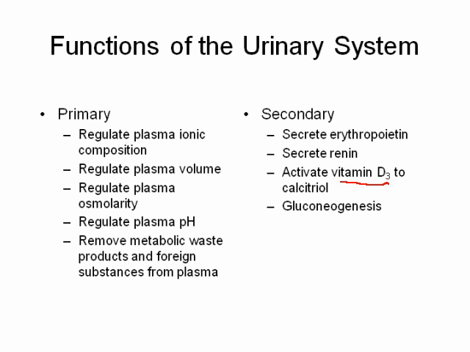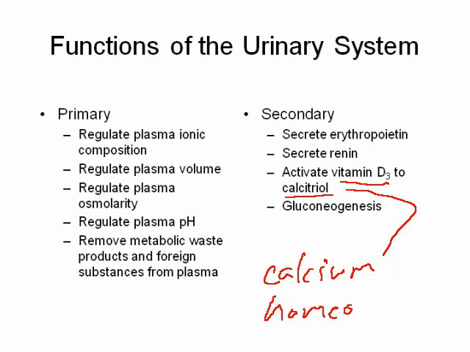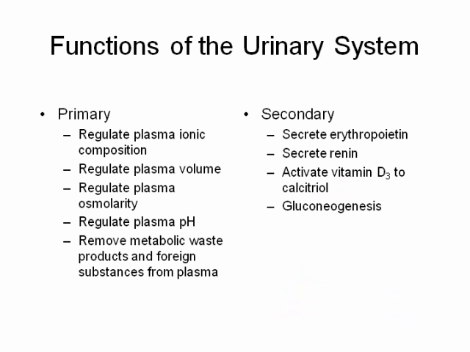Also, the kidney activates vitamin D3 into calcitriol, which is important for calcium homeostasis. And we'll talk about that in another chapter on the regulation of growth. And finally, gluconeogenesis, that is the production of new glucose molecules, which of course is going to affect energy supplies in the body.